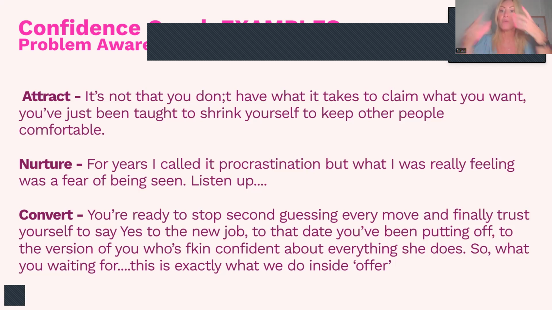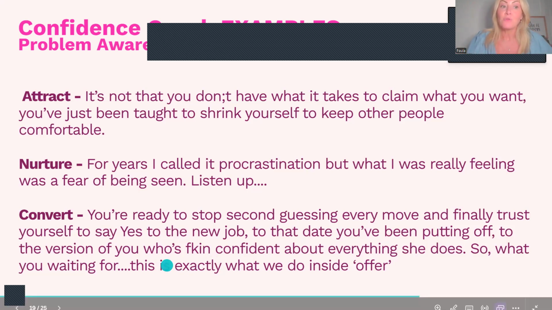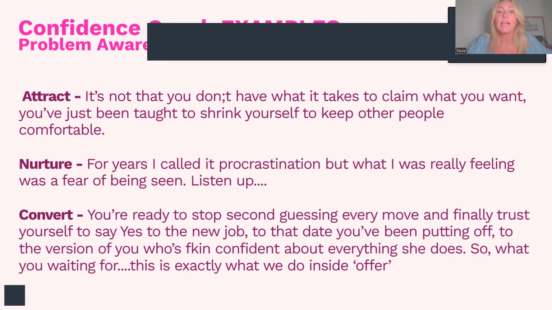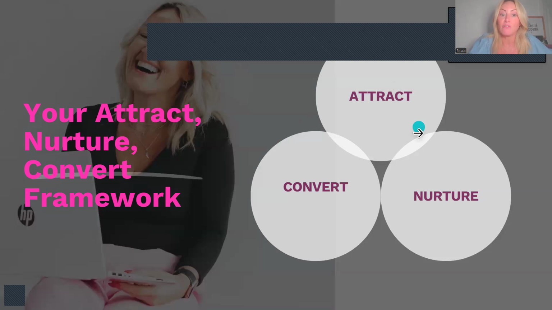Okay, so it just shows you can take one message and you can use it in the attract stage, the nurture stage, and the convert stage. You're not reinventing the wheel every single time. Now, there's always going to be overlap. So the question when you're using the attract, nurture, convert framework is how to know when to use each in your phase of launch or when you're not in a launch. And as usual, there's no exact set answer, but I did want to give you a general rule of thumb that you can try and follow.